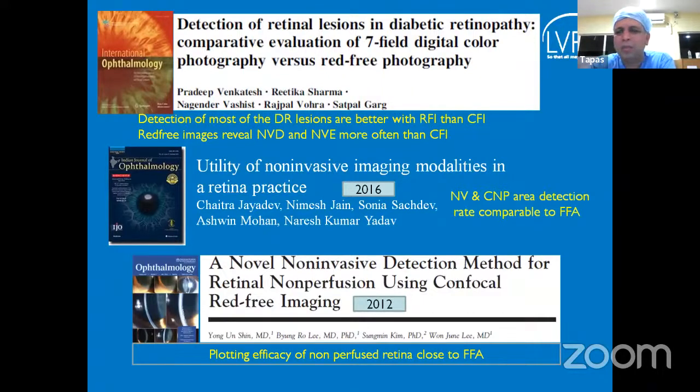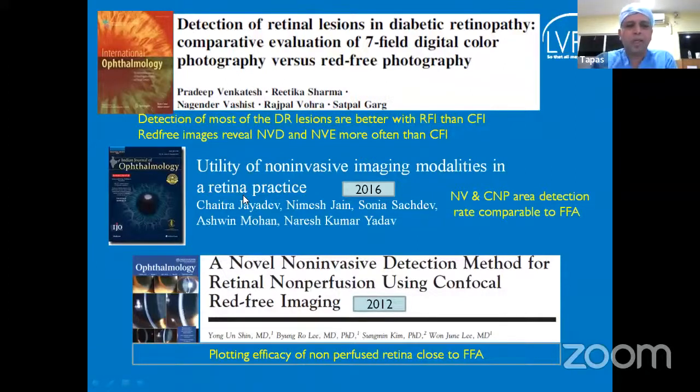There is hardly any literature on the utility of red-free imaging compared to color fundus imaging vis-a-vis fundus fluorescein angiogram. For example, a study published in International Ophthalmology in 2012 showed that detection of most of the diabetic retinopathy lesions is better with red-free imaging than with color fundus. The red-free images revealed NVD and NVE more often than color fundus imaging.